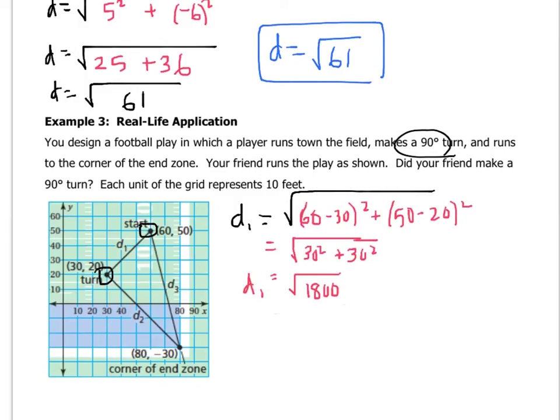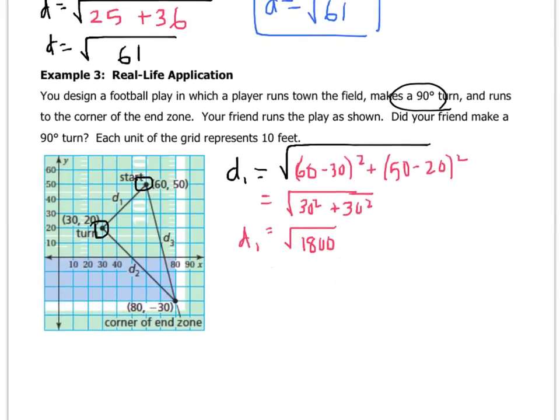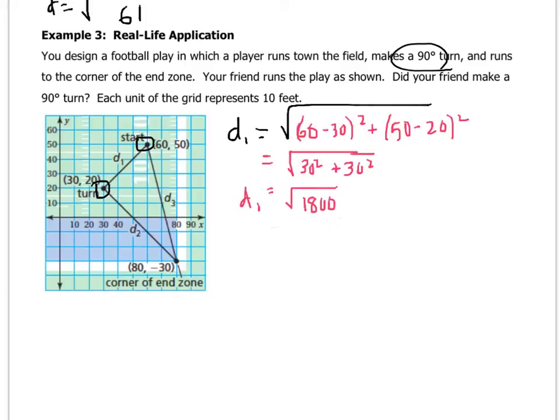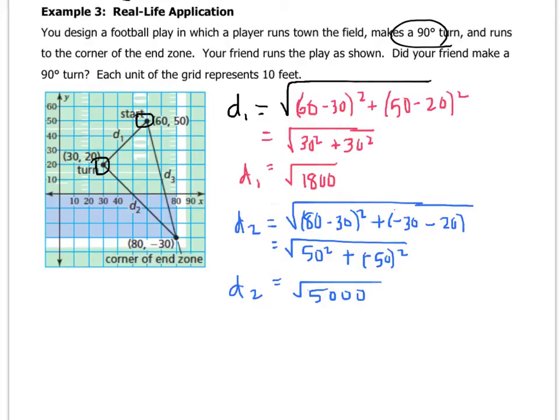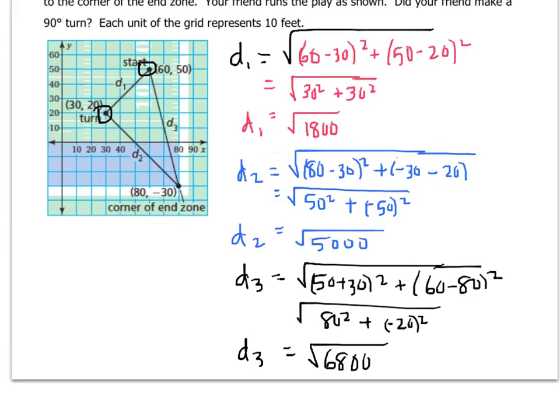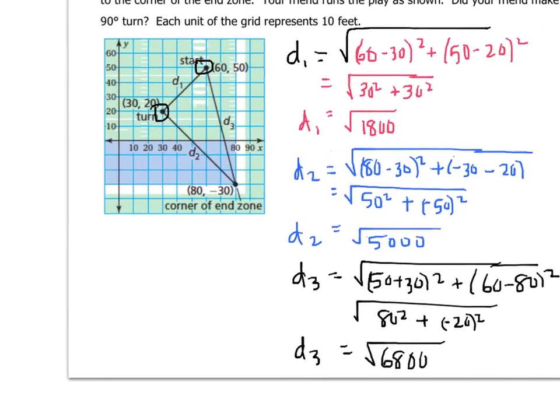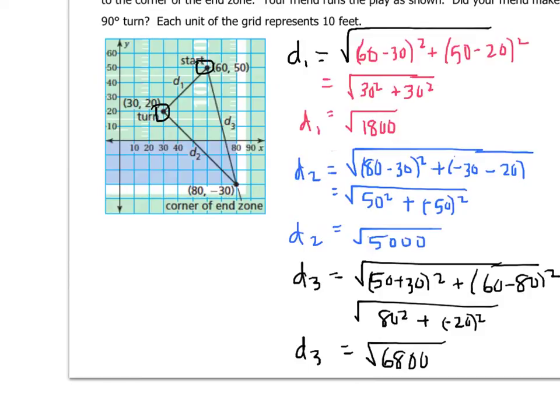Alright, so I got D1 equals the square root of 1800. I'm going to leave it like that. You'll thank me later. You'll understand why. Now I want you to find D2. Pause the video and find D2. Alright, I got D2 equals the square root of 5,000. I'm going to leave it like that. You'll hopefully thank me later. And last one, what we have to do is find D3. So pause the video, find D3. Alright, final one, D3 is the square root of 6,800, and you'll thank me later. I left it like that. Actually, you'll thank me now, because now it's time to see if they form a right triangle.